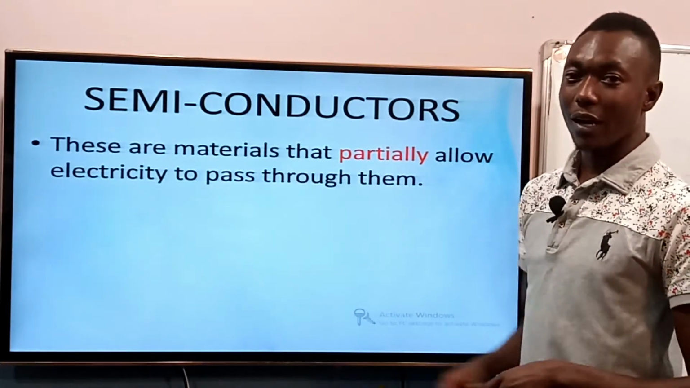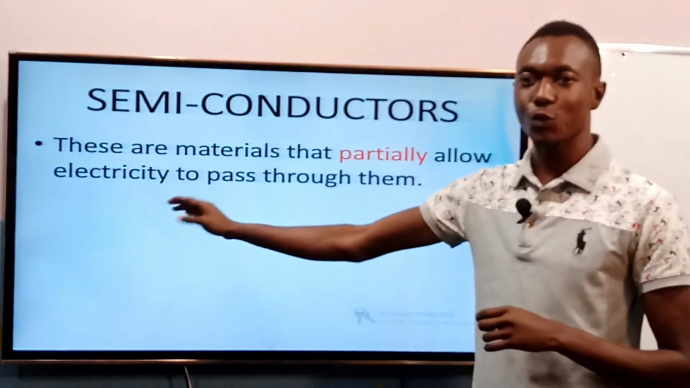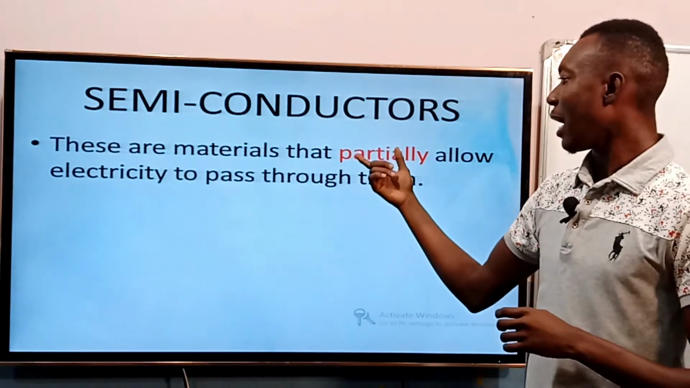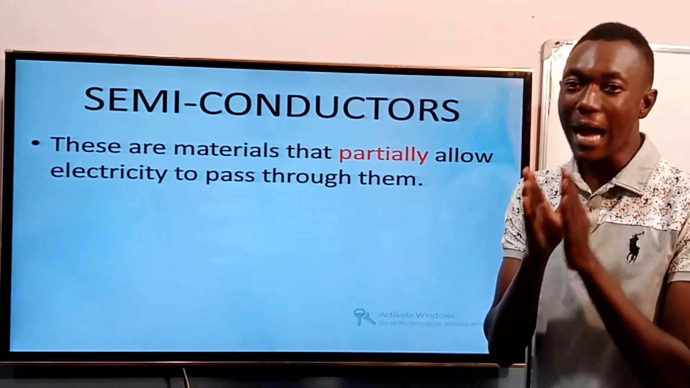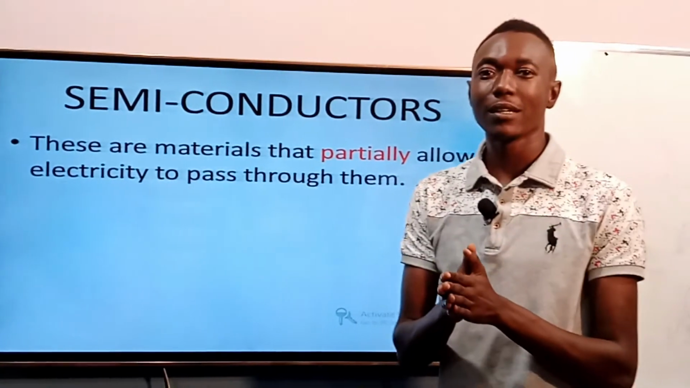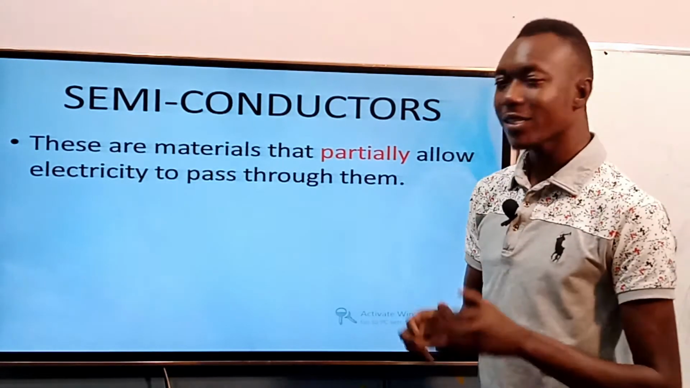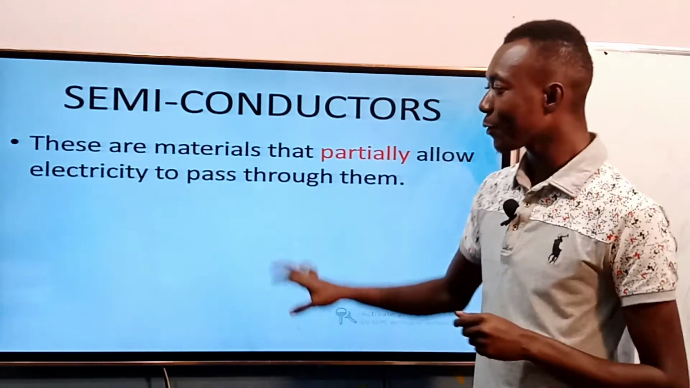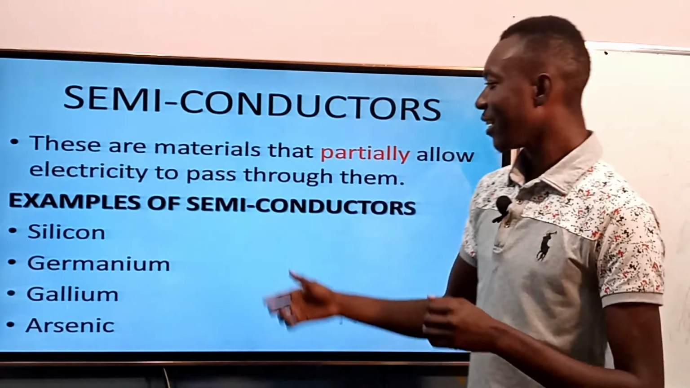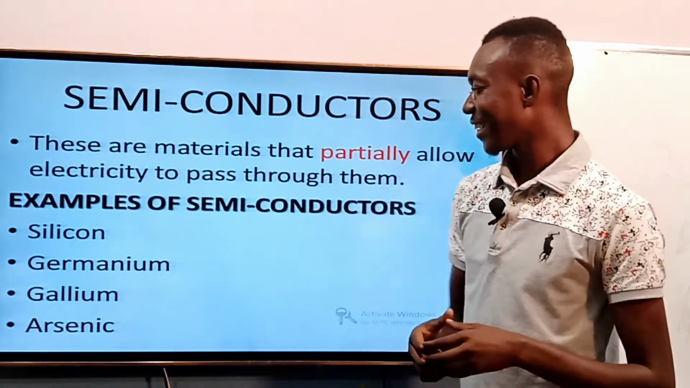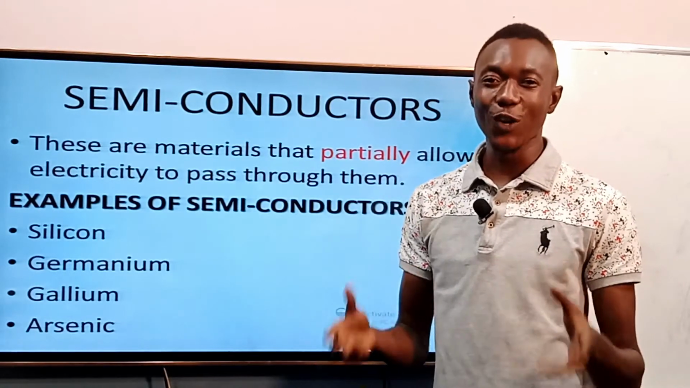These are materials that partially allow electricity to pass through them. As you can see, I've highlighted the word partially to show that part of the current will be allowed to pass through. All right? Now, examples of such materials are silicon, germanium, gallium, arsenic, and a whole lot more.